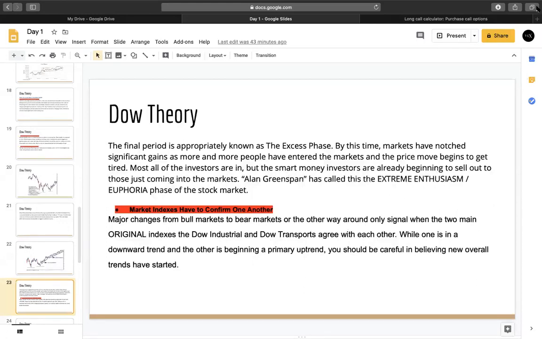Major changes, market indexes have to confirm one another. Now, this is an important one too. Major changes from bull markets to bear markets or the other way around only signal when the two main original indexes, right? These are the two original indexes, the Dow Industrials and Dow Transports. So changes from bull markets to bear markets only get signaled when these two agree with each other. Now, let me tell you this. Can you guys give me an example of a Dow Industrial stock? I'm going to give you guys a good example right now.